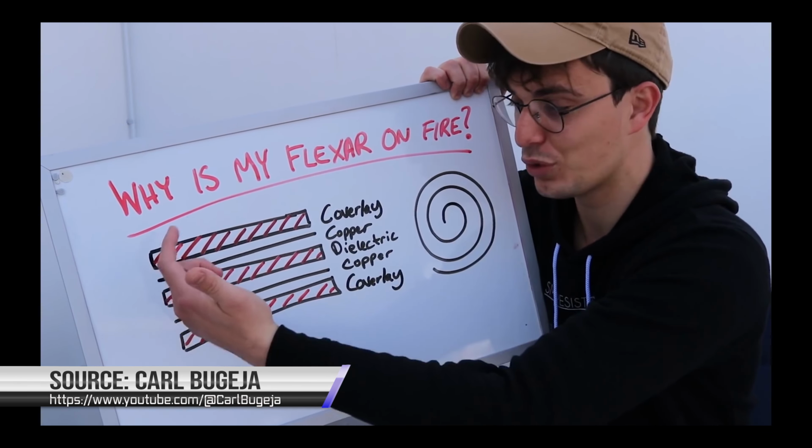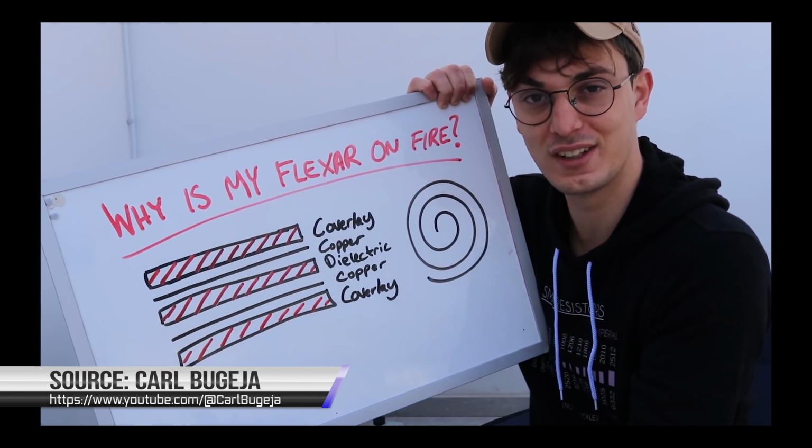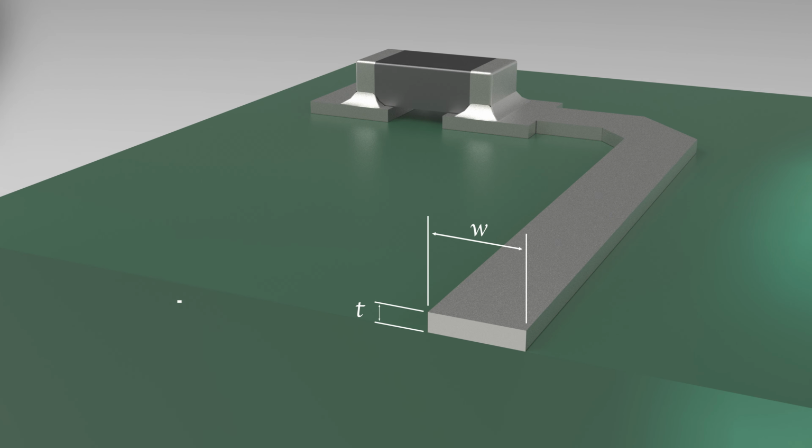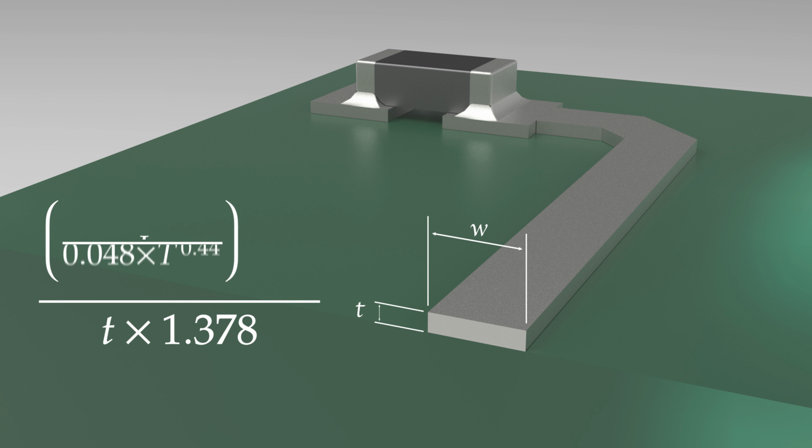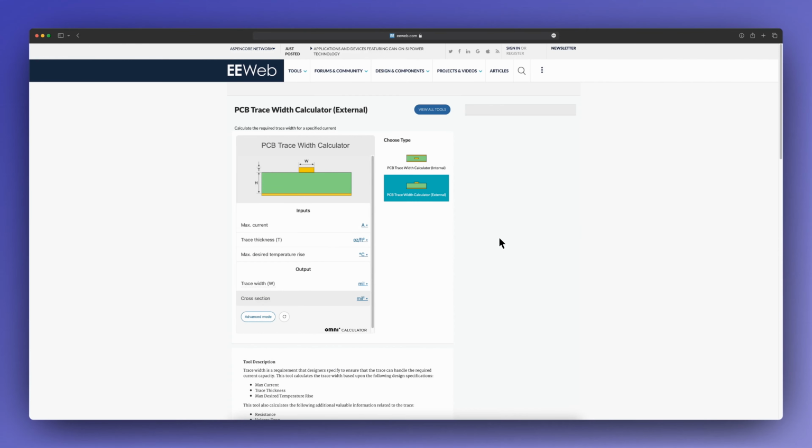That's why it's important to know how wide a trace needs to be for a given current. In order to calculate the trace width needed, we need to know how much current is required, the thickness of the copper trace, and the maximum temperature rise acceptable. Fortunately, we don't have to solve this by hand. I like to use an online calculator like this one from EE-Web. I'll leave a link in the description if you want to check it out.